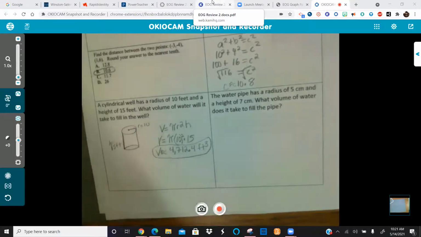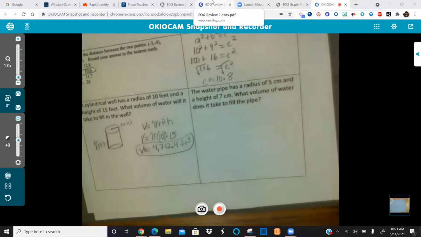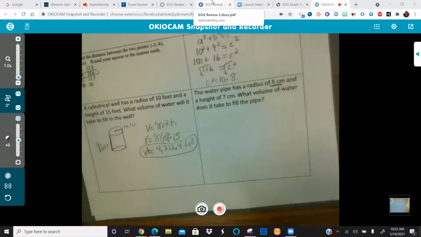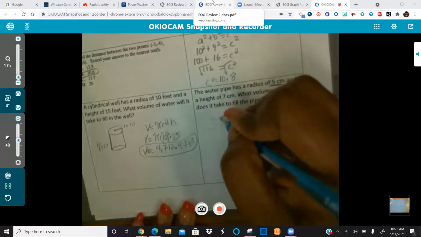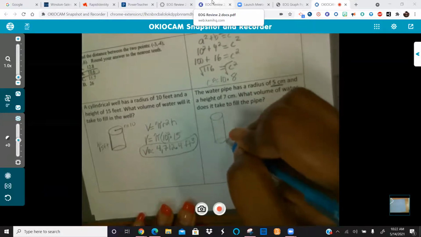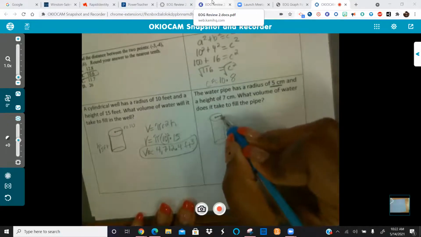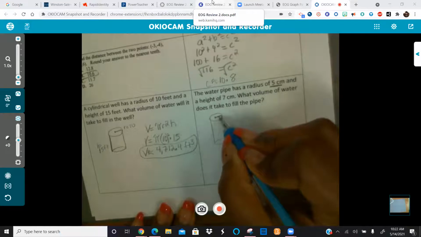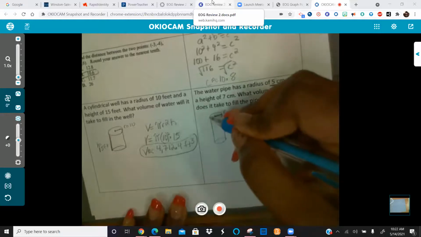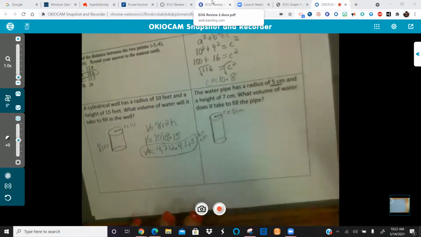Okay. All right. So it says the water pipe has a radius of 10 centimeters. Okay. So we're again talking about a pipe, which is a cylinder shape. So I'm going to draw another cylinder. Pipe is kind of a skinnier cylinder. So the radius, again, is halfway through it. Diameter goes all the way through. The radius is half of that. So your r is equal to 5. The height is 7. Okay, so 7 centimeters. h is equal to 7 centimeters. That gives you a visual.